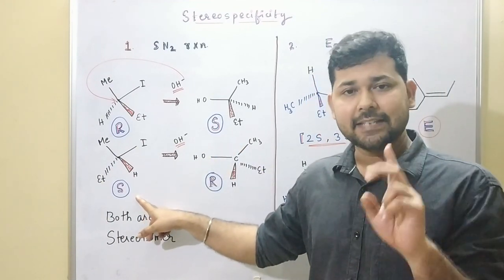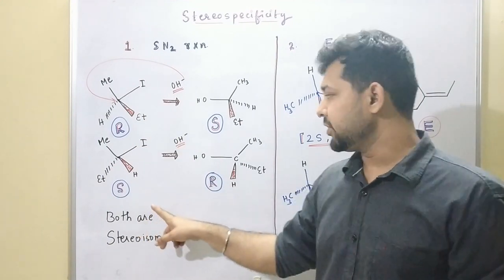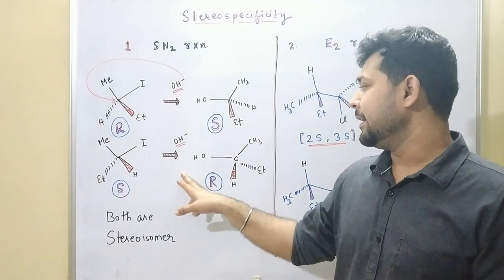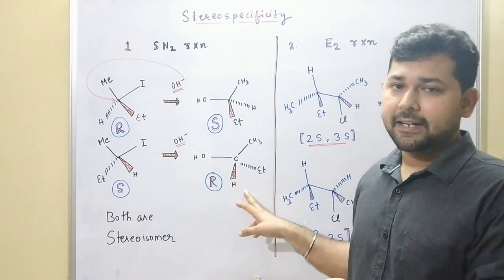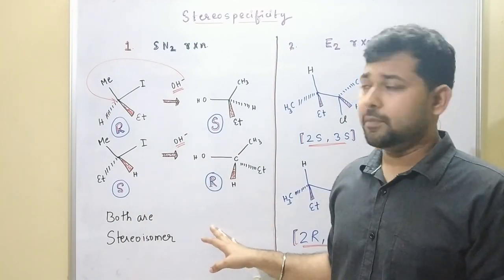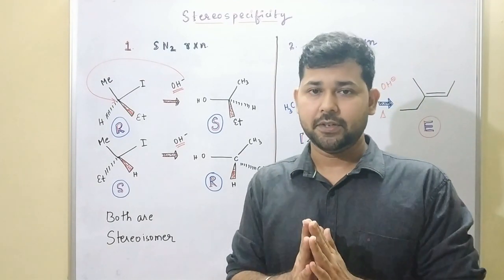Again, the second reactant, which is a stereoisomer of the first one, you can see the S configuration, goes through the same reaction. The reaction should be the same and gives you another product, and that is R configuration. You can see they are stereoisomers, and again the products are different but stereoisomers.